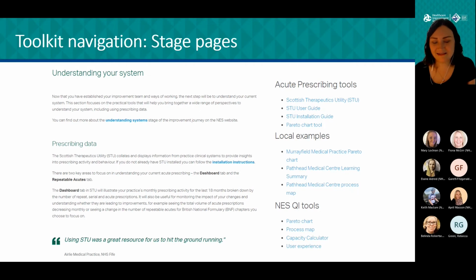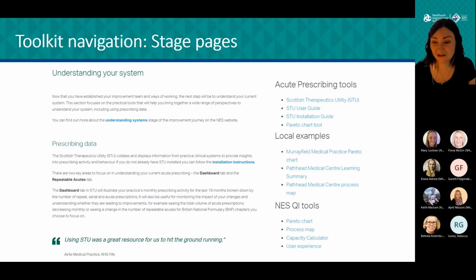Then again, on the right-hand side or at the bottom on some mobile devices are all the links to resources in the toolkit. We've organized these into several sections. So the top section there are the Acute Prescribing Tools. So those are some tools that have been developed specifically for this toolkit, but also some other important national documents that we think you really need to focus on when working on acute prescribing. So for example, here, there's some links to the Scottish Therapeutics Utility as well.